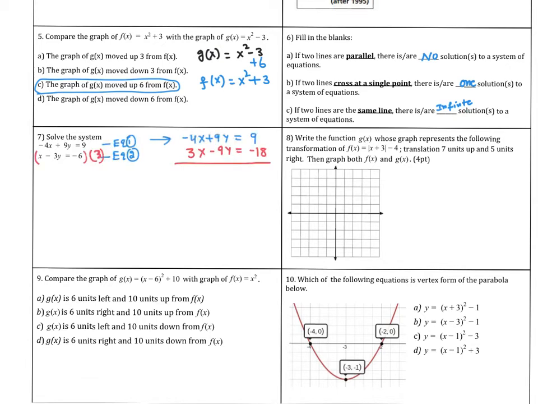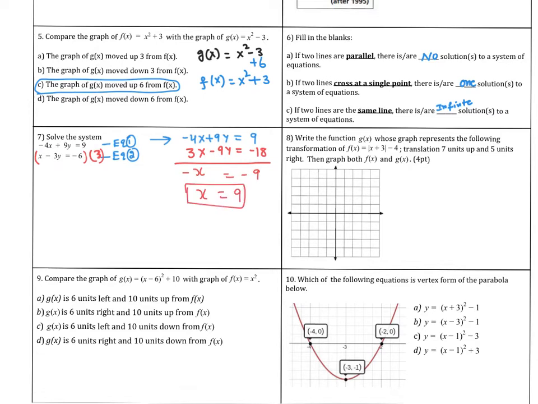Number 7, I'm going to eliminate y. So I'm going to multiply the bottom equation by 3 so that negative 9y and positive 9y cancel. So I'm going to add these two equations. So what I get here is negative x equals negative 9. So x will be equal to 9.